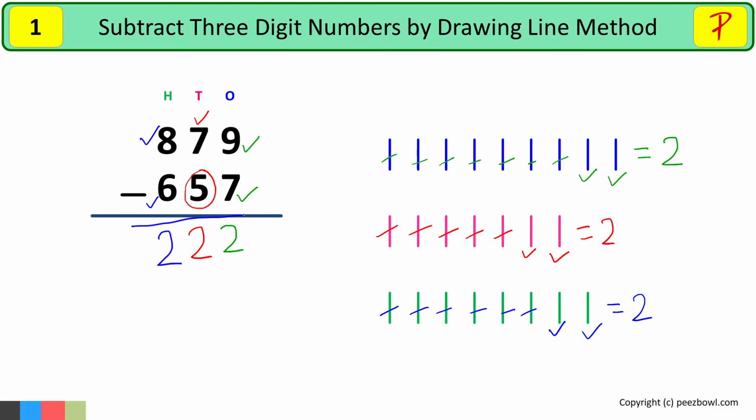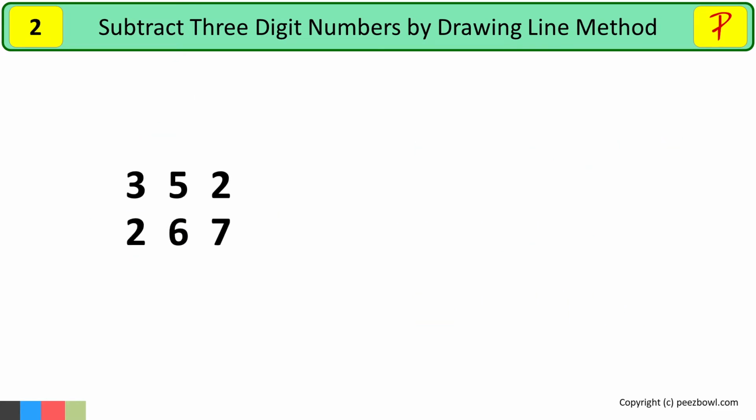So the result of this subtraction is 222. Hope you understood this example. I will take one more example. Let us subtract 267 from 352. As we did in the earlier example, I will write 352 at the top and 267 at the bottom. I will draw a horizontal line and below this we will write the result. There is a minus sign to indicate that we are subtracting these two numbers.